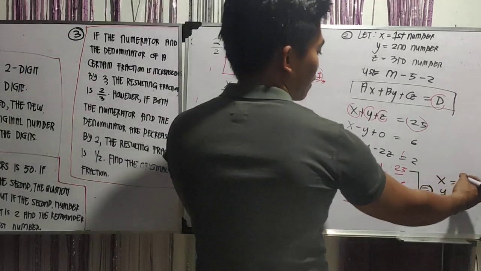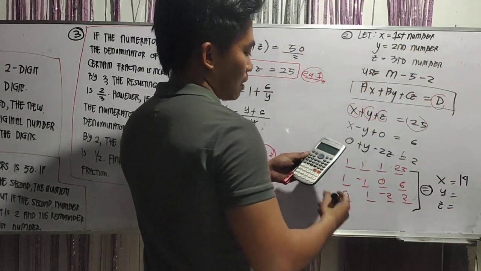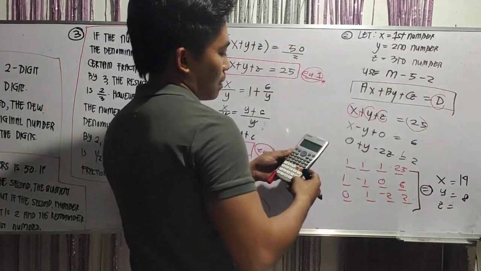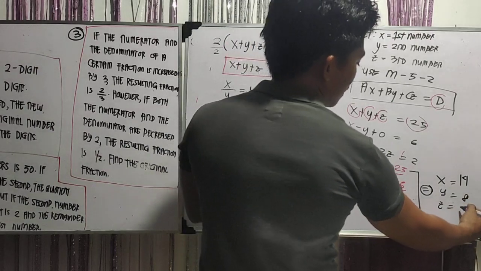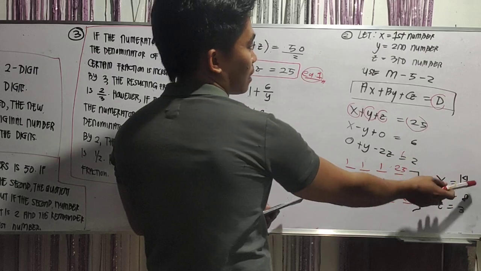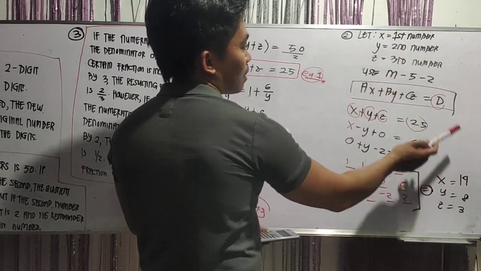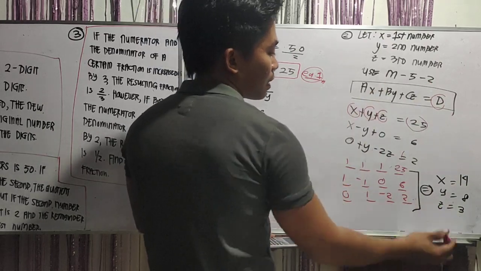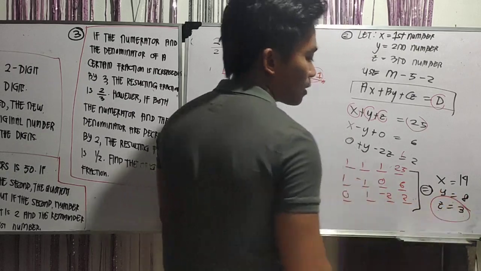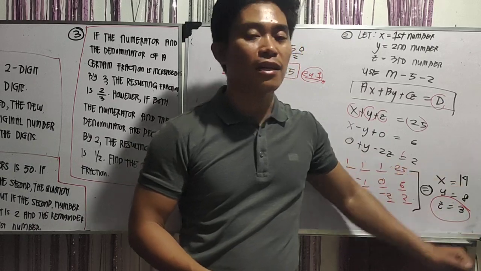Okay? The first value is 14, that is x, the first number. Second value is 8. This is the second number. And lastly, the third value is 3. So the first number is 14, the second number is 8, and the third number is 3. So the thing that we're looking for is the smallest. The smallest number is 3. So this is the answer.